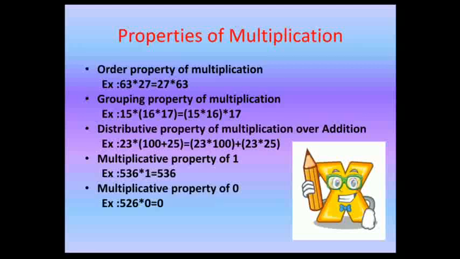The third property is the distributive property of multiplication over addition. If you distribute the multiplication over addition, you will get the same answer. The fourth property is the multiplicative property of 1. It means if you multiply any number by 1, you will get the same number, like 536 multiplied by 1 gives 536. The last property is the multiplicative property of 0. It means if you multiply any number by 0, you will get the answer 0.